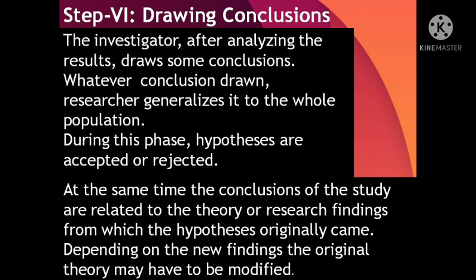Step 6. Drawing conclusion. The investigator, after analyzing the results, draws some conclusions. Whatever conclusion is drawn, the researcher generalizes it to the whole population. During this phase, hypotheses are accepted or rejected. At the same time, the conclusions of the study are related to the theory or research findings from which the hypothesis originally came. Depending on the new findings, the original theory may have to be modified.